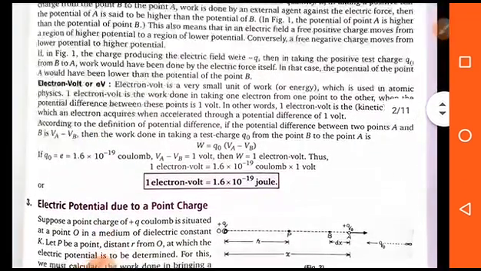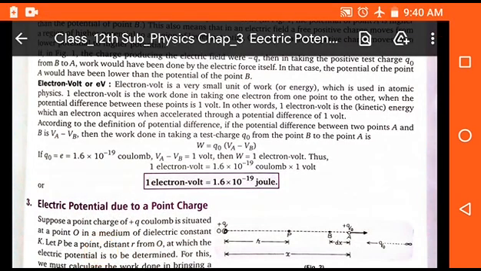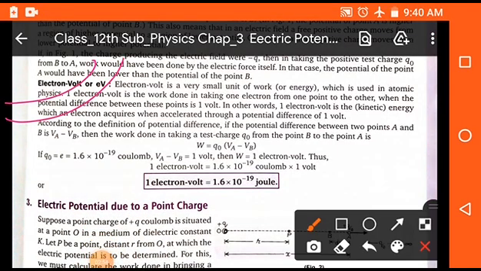Now the next important topic is electron volt. How can we define one electron volt? One electron volt is the amount of energy required to accelerate an electron in an electric field. That means if we provide the same amount of energy to the electron, then it will accelerate in the electric field. 1 electron volt is equal to 1.6 × 10^-19 joule. So it is a unit of energy.